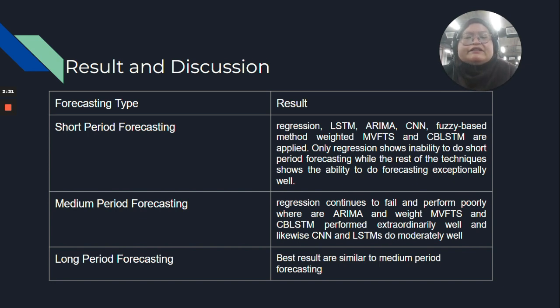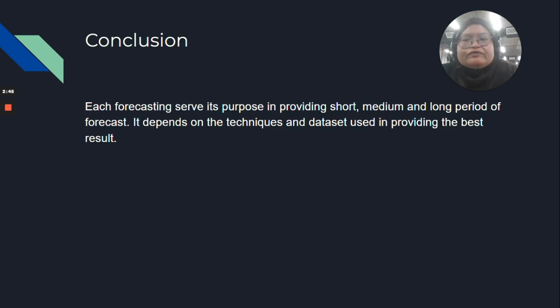So in summary, we can say that only regression has the inability to do forecasting for short period, medium period, or long period. The conclusion of this is that each forecasting serves its purpose in providing short, medium, and long period of forecast. It depends on the technique and data set used in providing the best result.